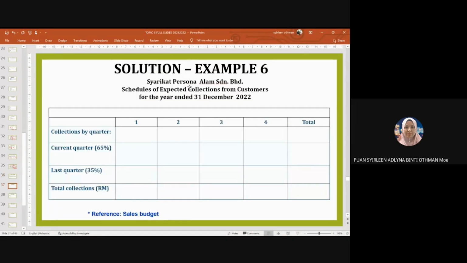Okay, so ini expected collection from customers for the year ended 2022. Okay, masih syarikat yang sama. So, bila masih syarikat yang sama, that means kita masih akan refer pada the operational budget yang you dah buat earlier. So, your notes must be complete lah ya.